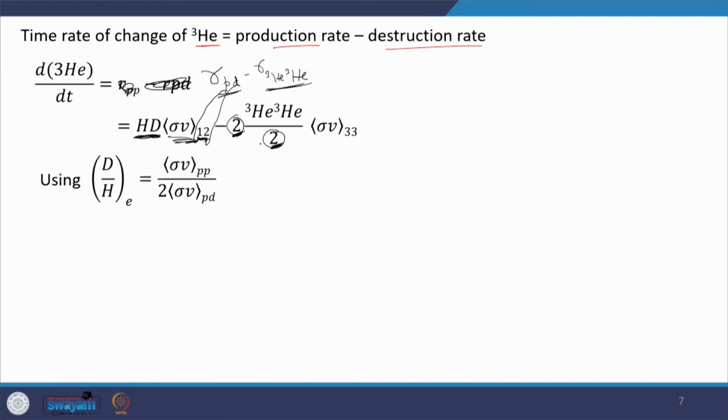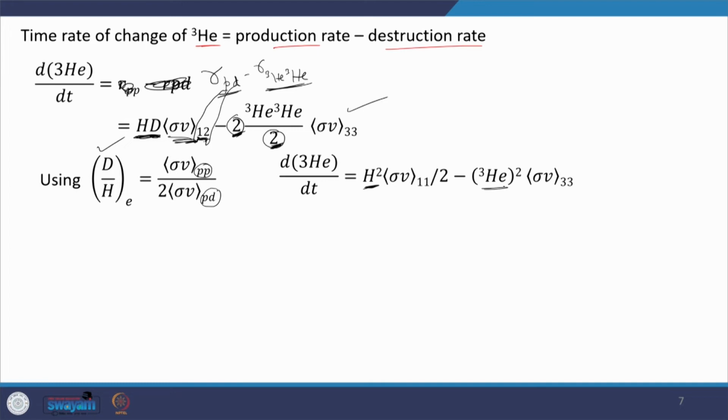Now, we know that earlier we established the D by H ratio: the reaction rate between proton and proton in the numerator, and the reaction rate between proton and deuterium in the denominator. Here I am transforming the equation of d by dt of helium-3 in terms of D by H, and converting it finally in terms of only hydrogen and helium-3, with no deuterium.